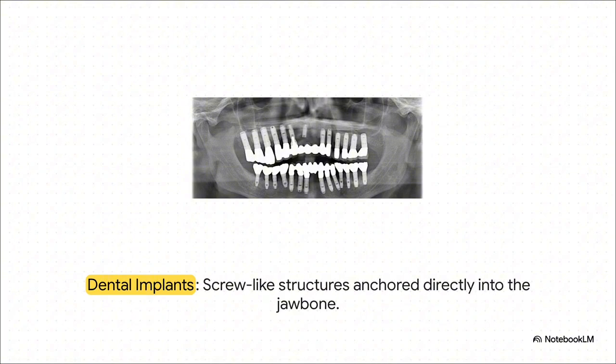And finally, these things are just unmistakable. If you see what looks like a screw drilled right into the jawbone, well, that's exactly what it is. It's a dental implant. They're usually made of titanium, so they're incredibly dense and show up as these perfectly defined bright white shapes. They're basically artificial roots for brand new teeth.